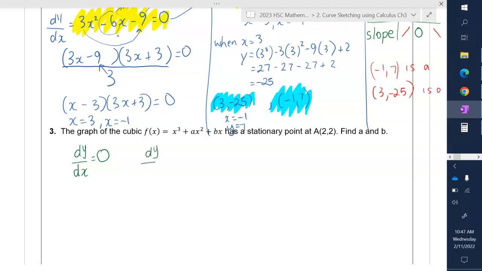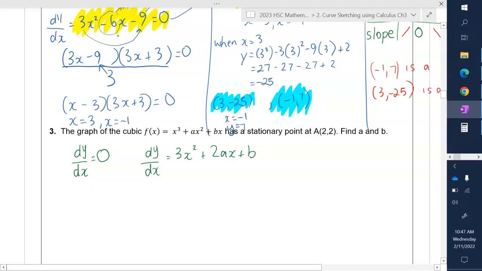So, or f dash, whatever you would like to call it, that is going to be equal to 3x squared plus 2ax plus b. A stationary point happens when that is equal to 0. We need to have a little think about what's happening. So our stationary point happens when this is equal to 0, and we would normally be solving that to get an x value. If we solve that to get an x value, there's our x value there, x equals 2. So we'll write that in there. This is when x is equal to 2.